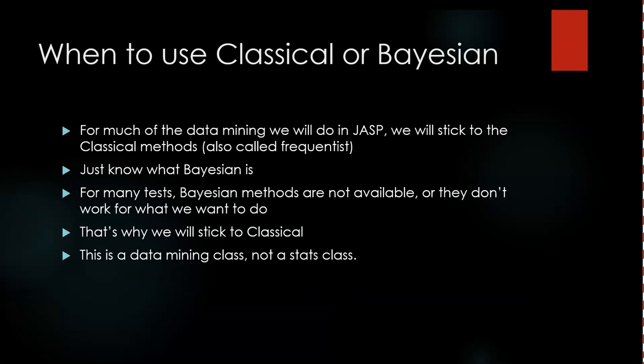So when to use classical or Bayesian? For much of the data mining we will do in JASP, we are going to stick to the classical methods, as I said. Those are also called frequentist methods. If there comes a time when it's useful for us to look at the Bayesian methods, then we can take a look at those. I just want you to know what Bayesian is: it's taking prior knowledge that we get from classical statistics, and allowing us to include additional information to come up with better predictions or better probabilities. For many tests, Bayesian methods are not available, or they don't do for us what we want them to do. So that's why I'm going to stick with classical.